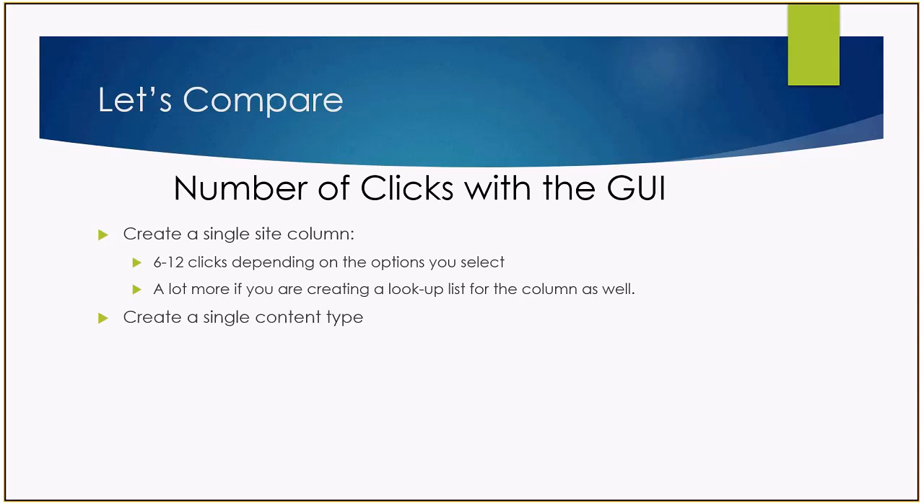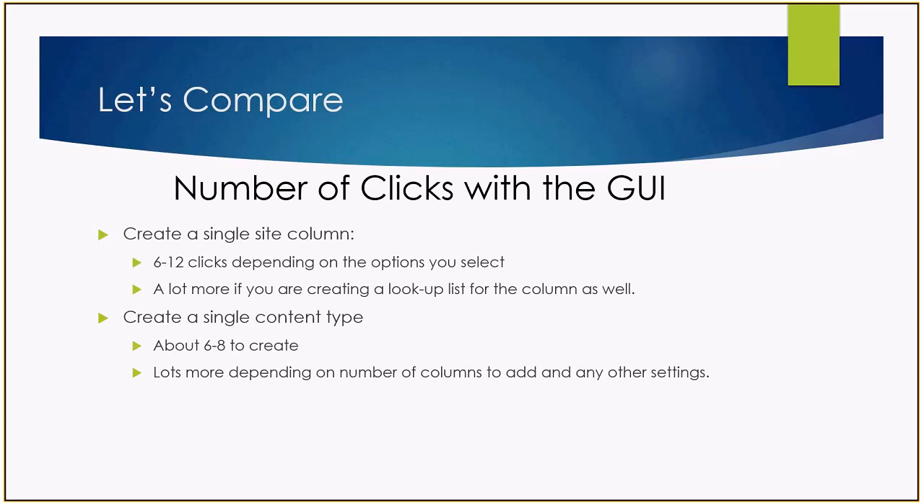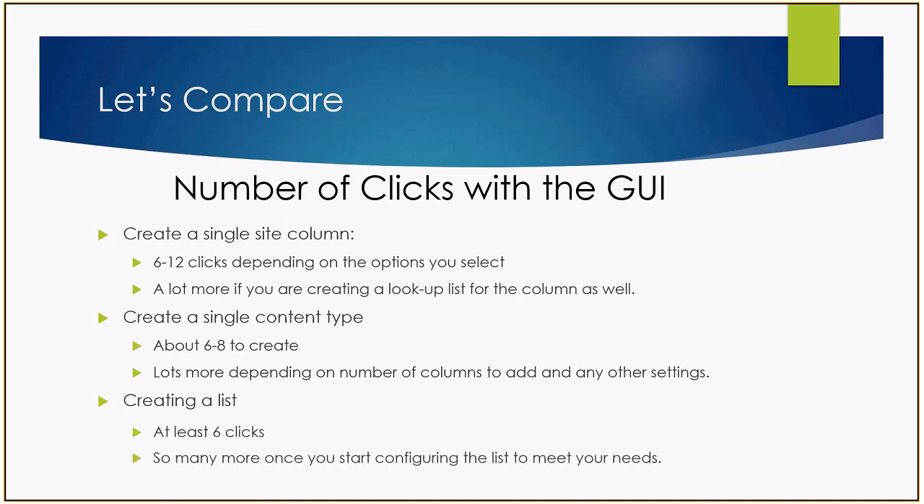Creating a single content type, you're looking at about 6 to 8 clicks to create it, and then depending on how many columns you need to add or remove and other settings, you could have a whole lot more. Creating a list, at least 6 clicks. From start to finish, you're clicking at least 6 different times, going through different screens. Again, as soon as you start adding custom content types or site columns, your clicks increase. In a solution, you could be creating multiple site columns, multiple content types or lists. It builds up.